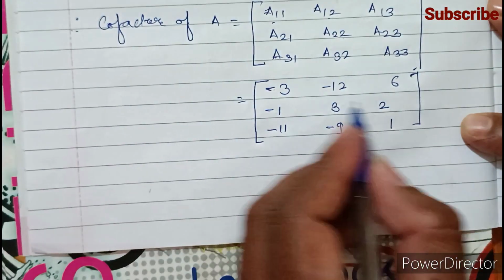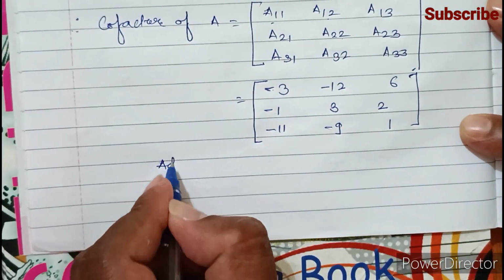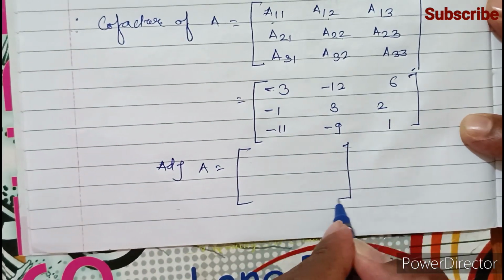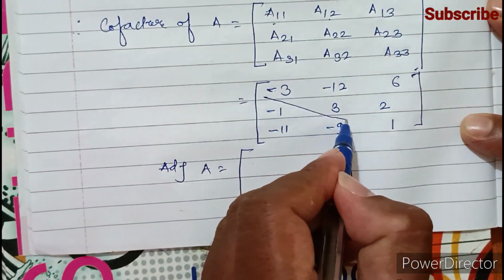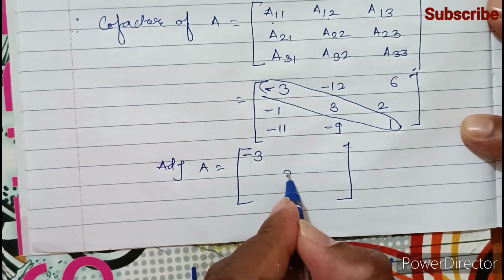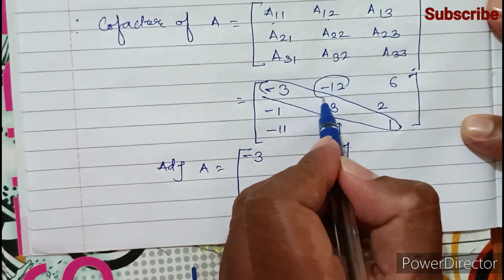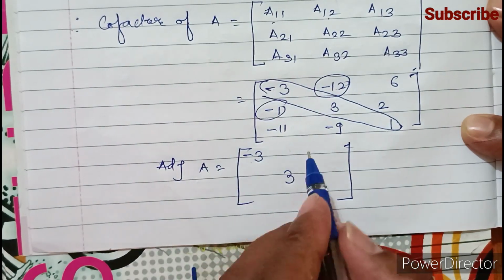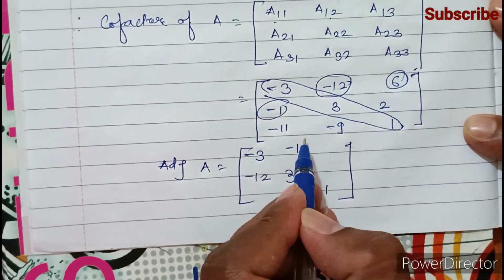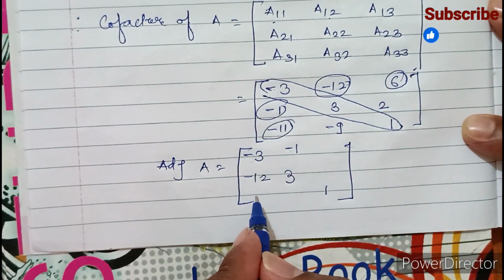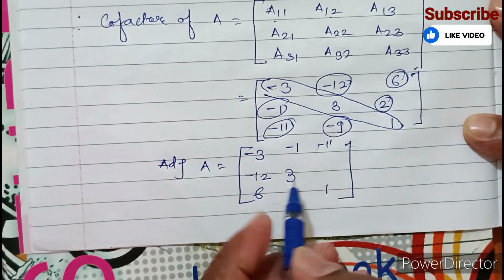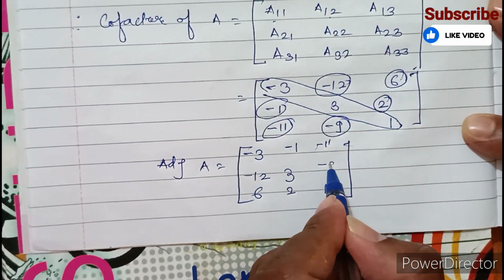Now we have to find the adjoint of A. Therefore adj of A will be equal to, now keep the diagonal elements as it is, that is 3. These diagonal elements as it is, that is -3, 3 and 1. Then interchange -12 with 1. Now interchange these elements. There will be -1, here will be -12. Interchange this 6 with -11. Here will be 6, here will be -11. Interchange this 2 with -9. Therefore here will be 2 and here will be minus of 9.